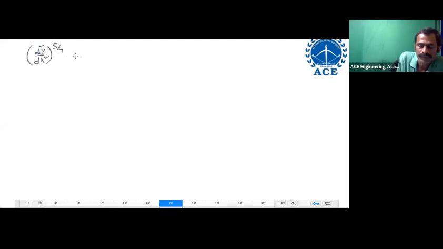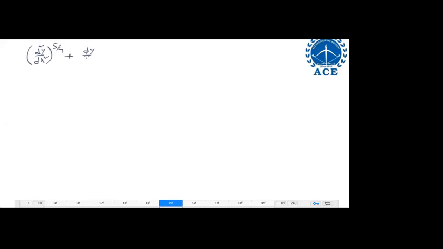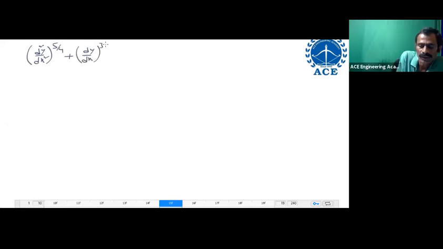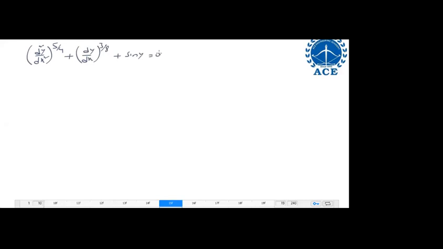Sir, I have a doubt in finding the degree of the equation. Degree of the function or degree of the differential equation? Differential equation, sir. Okay, you ask. (d²y/dx²)^(5/4) plus (dy/dx)^(3/8) plus sin y equals 0. Is the degree possible, sir?